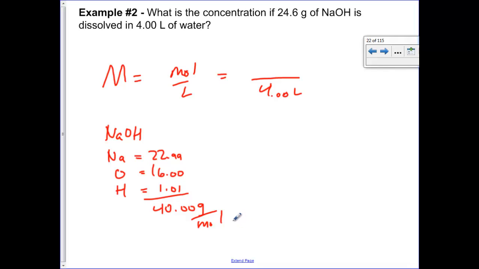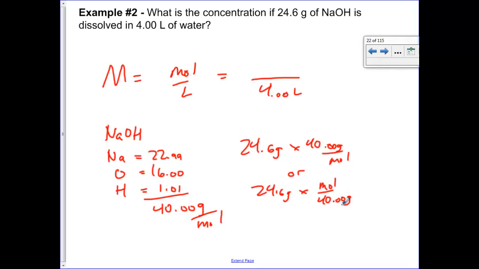I want to show you 2 ways that you could do this. You could take 24.6 grams and multiply by 40 grams in a mole. Or you could take 24.6 grams and then flip the fraction and make it a mole over 40 grams. Which one's right? The bottom one's correct. Does that make sense? Here, this gram and this gram won't cancel each other, so we're not multiplying. You see how the grams right here will cancel though?